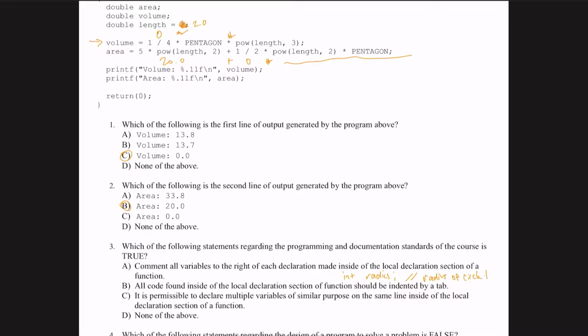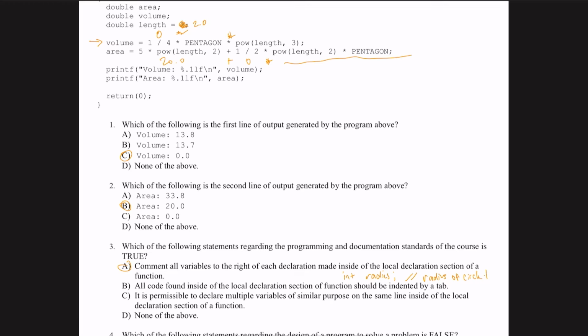B. All code found inside of the local declaration section of a function should be indented by a tab. This one is false. All code inside of the function body should be indented, but the local declaration section is not indented any further. So that one is not true.